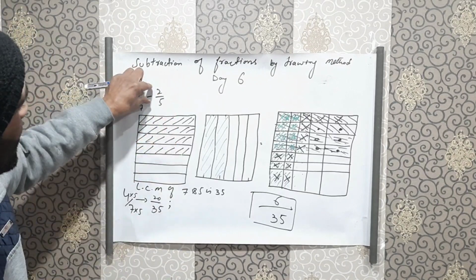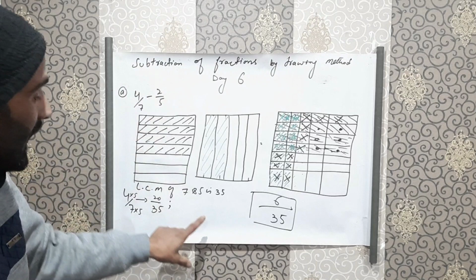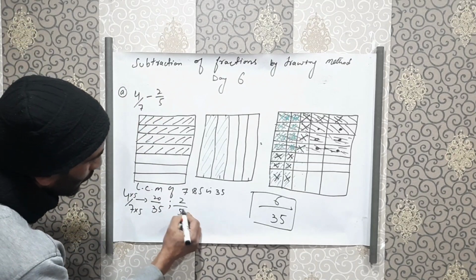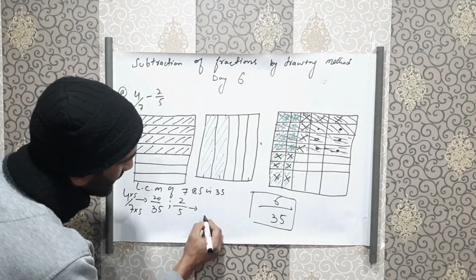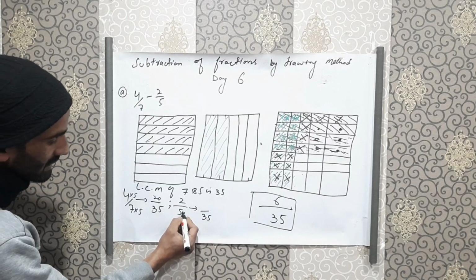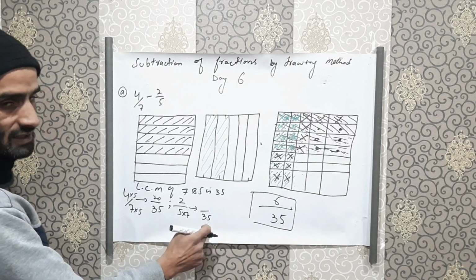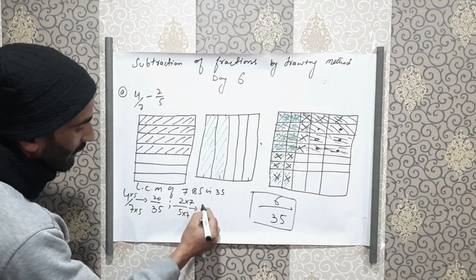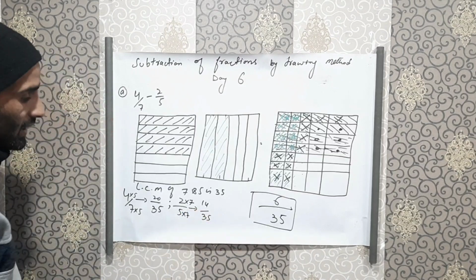Another fraction is 2 by 5. Now we have to find the equivalent fraction of the second fraction with the LCM as denominator, that is 2 by 5, and the denominator we have to keep as the LCM, that is 35. Now which number will we multiply? 7, so that the product is 35. Upside also we are going to multiply by 7. 2 sevens are 14, 5 sevens are 35.